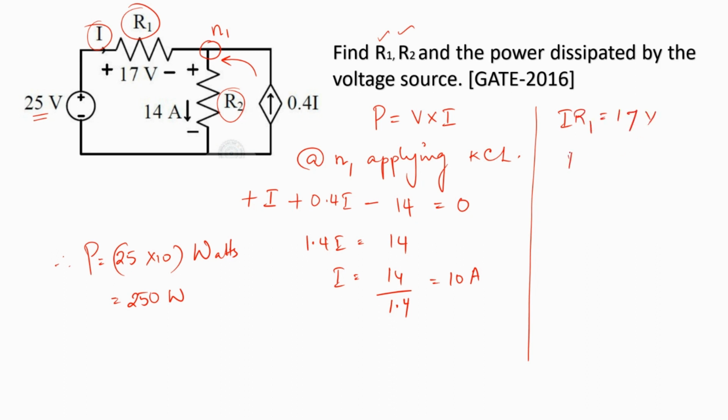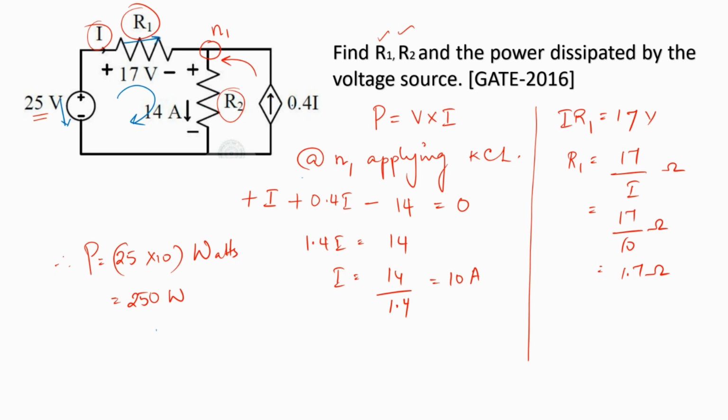So that means R1 is 17 divided by I ohms, which is nothing but 17 by 10 ohms or 1.7 ohms. We can also compute the value of R2. In order to do that, we can apply KVL in this particular loop. Here, the voltage drop direction is marked. So this is already marked.